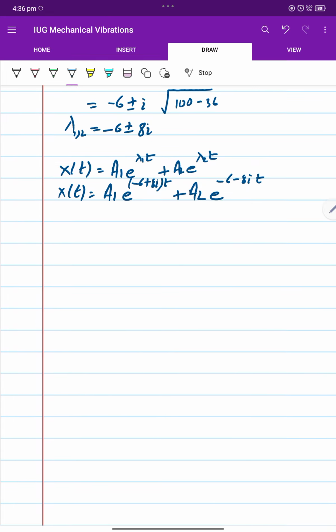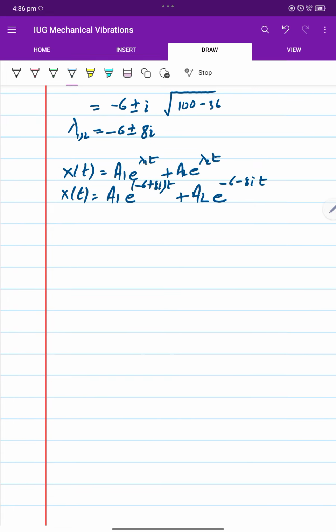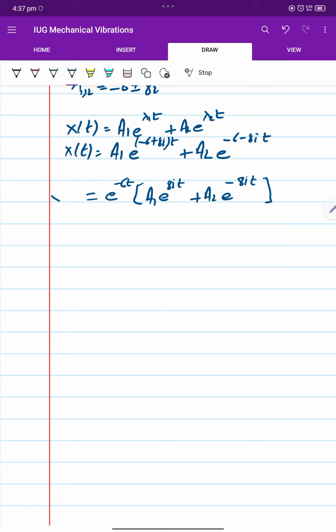After that, you can take e exponent minus 6t as common. Whatever is left is a1 e exponent 8 iota t plus a2 e exponent minus 8 iota t. So this is what we have. And then you can use Euler's formula to expand this further, so we define it in the form of sine and cosine instead of exponential functions.